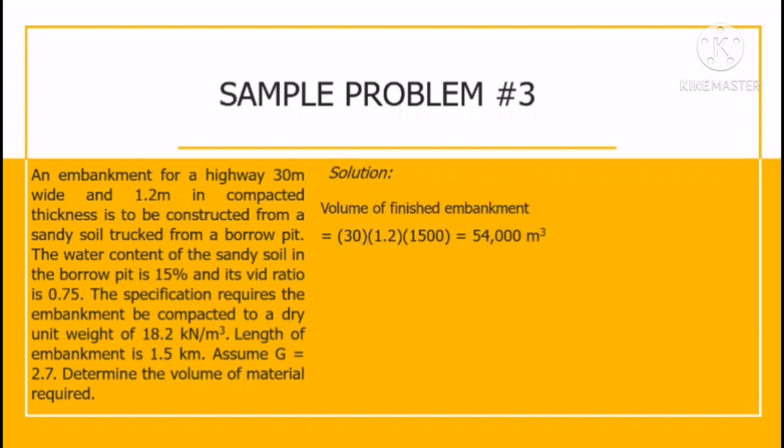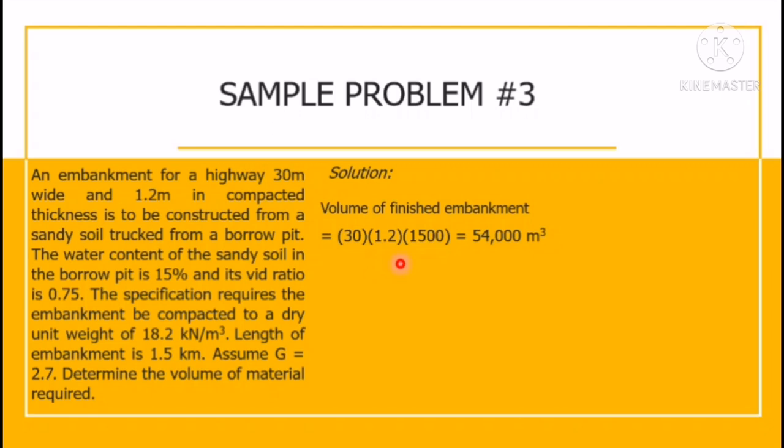So, how are we going to solve the problem? If we're going to analyze it, we have to first get the volume of the finished embankment. This is the required one. The volume of the finished embankment is equal to 30. What is 30? Our embankment is 30 meters wide. So, this will be the 30 meters multiplied by 1.2. That is the area, for a 1.2 meter thickness. And it is 1.5 kilometers long. So, width times length times thickness, this will be the volume of the embankment. That is 54,000 cubic meters. So, this is what is required of us, the finished embankment.